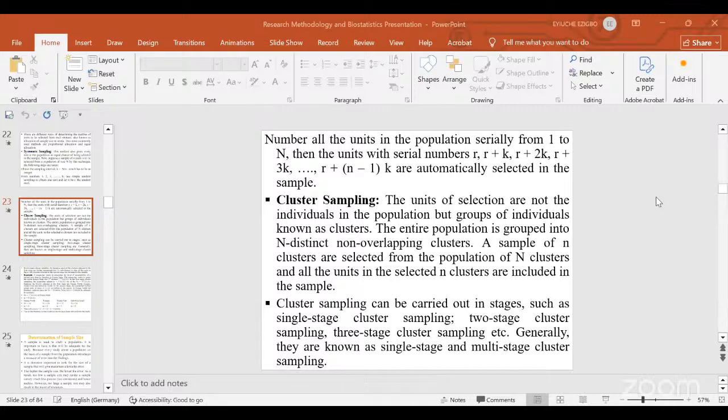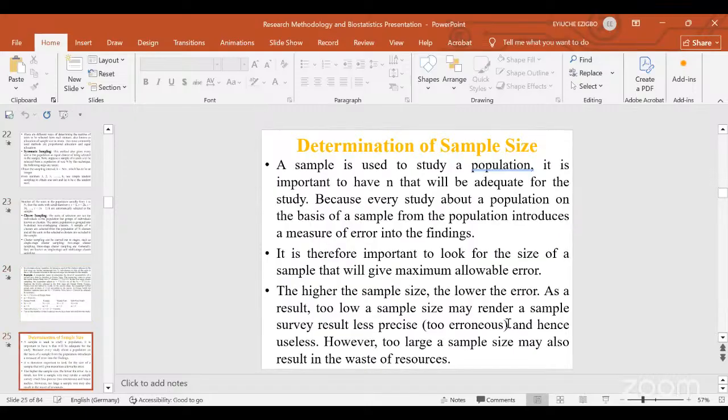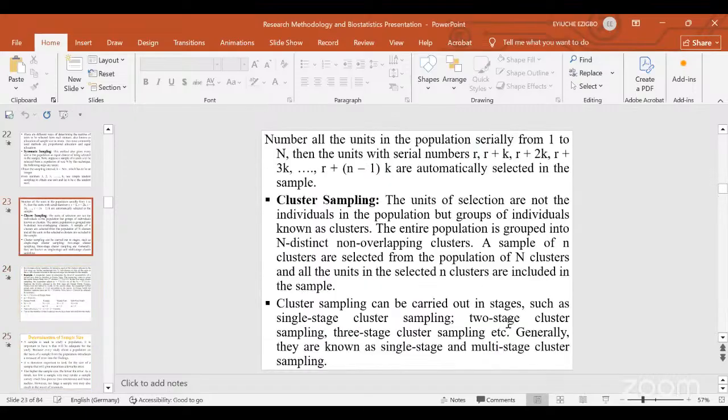There are different techniques under non-probability sampling methods. One of them is what we call convenience sampling. And what is the convenience sampling technique? Convenience sampling is a sampling technique where a researcher selects individuals who are readily available or readily accessible. You understood?